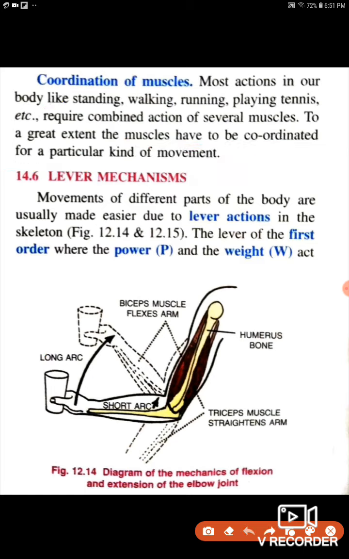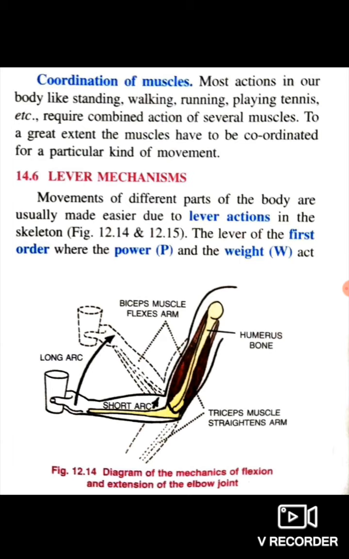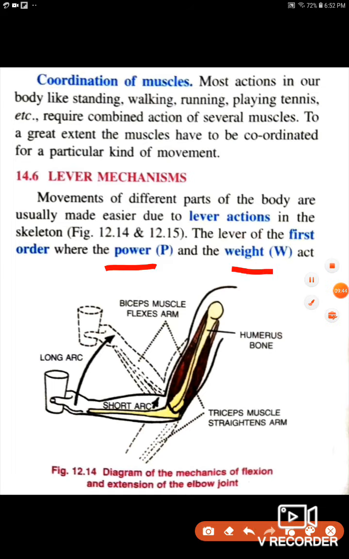Now next we will see lever mechanisms. For different kinds of movements, the body has to use different mechanisms. That is called the lever mechanism. Here we have to see 3 lever mechanisms: first order, second order and third order. Before going to these mechanisms, I'll just show you these 3 terms: power, weight and fulcrum.